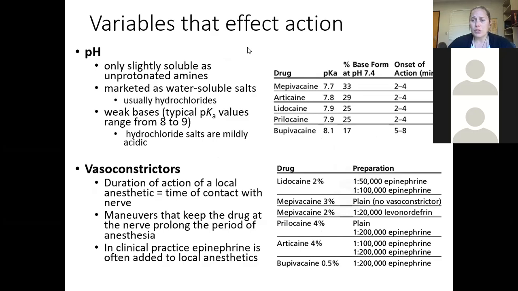In terms of local anesthetics, there are a few things that can affect their ability to act. One of them is pH. They're only slightly soluble as unprotonated amines, so they're generally marketed as hydrochlorides. I like this figure because it shows the pKa of various drugs and the percent of base form at pH 7.4, which is physiological pH. We'll talk about onset of action a little bit later, comparing and contrasting some of those onsets. They're fairly weak bases, and the values typically range from 8 to 9.